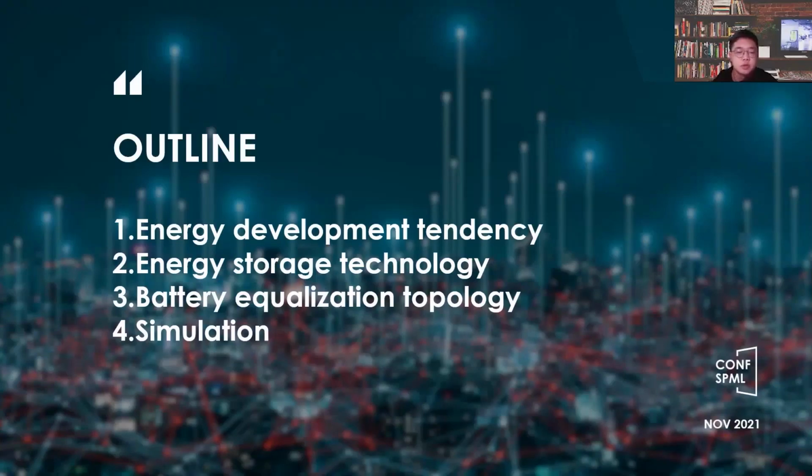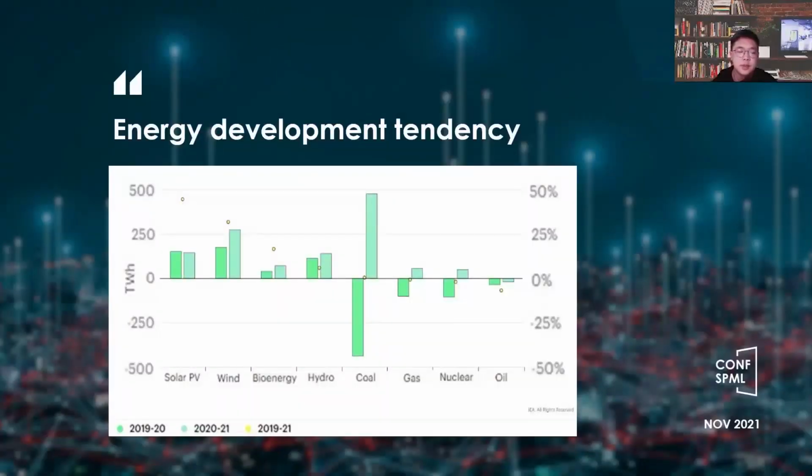Now let's move to the first part, which is about the energy development tendency. At present, the global low-carbon process continues to accelerate. Industrialized countries have all put forward the goal of achieving carbon peak and carbon neutrality by 2050. That can be seen from the chart, which shows the changes in electricity generation in 2020 and 2021.